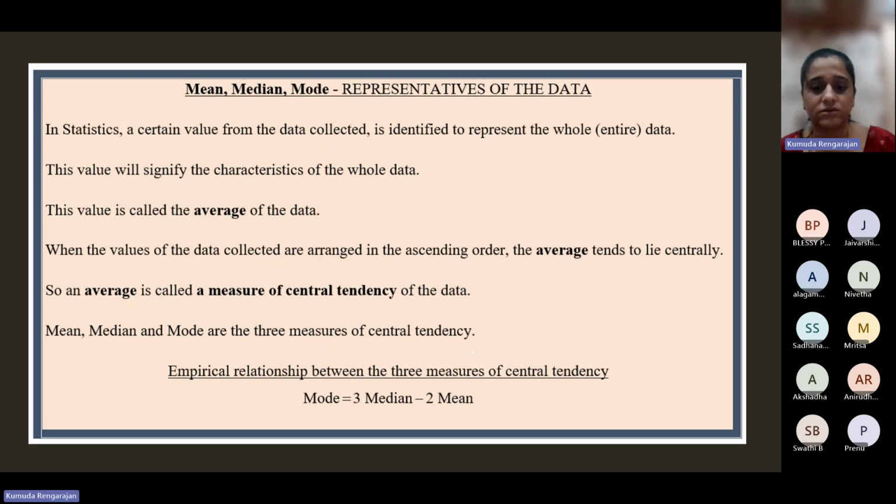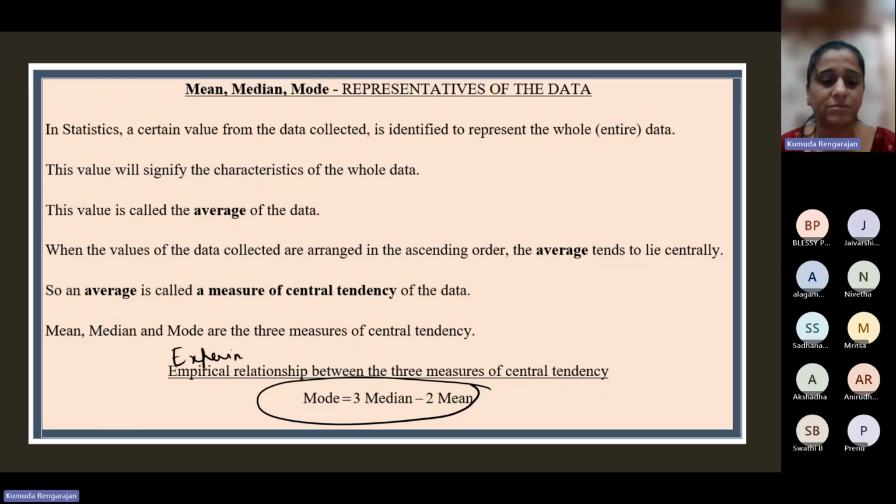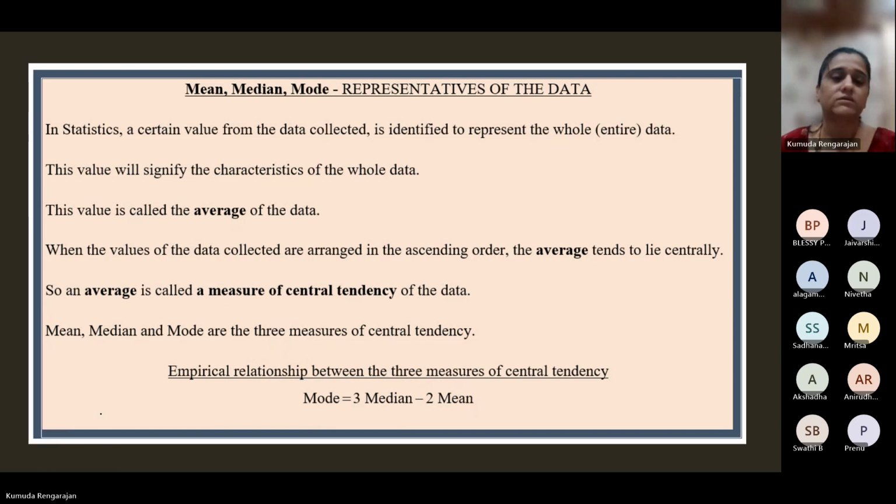This is very important. The empirical relationship. Empirical meaning experimental. Relationship between mean, median, and mode. Experimental or empirical relationship between the 3 measures of central tendency. Mean, median, and mode are the 3 measures of central tendency, and this is the connection between them. Mode is equal to 3 median minus 2 mean.